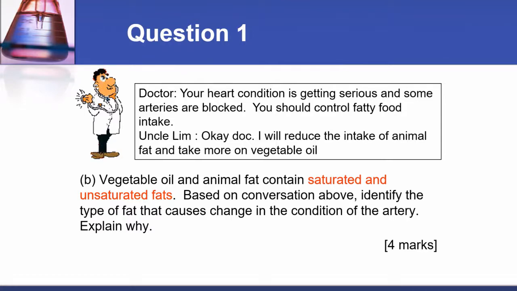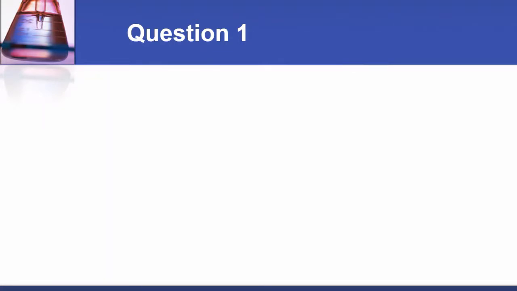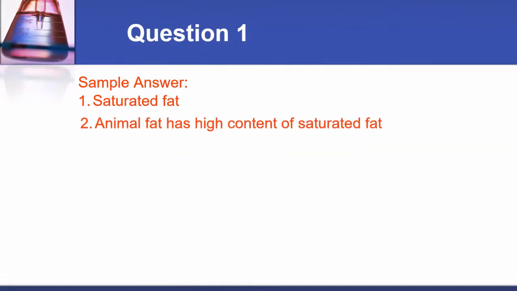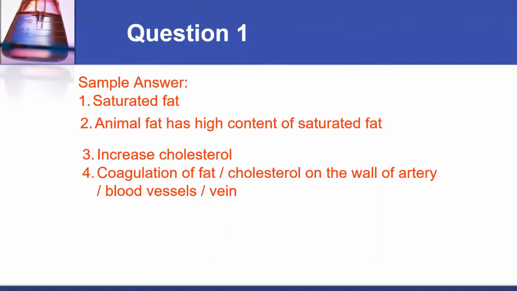Explain why. The keywords will be saturated and unsaturated fats. You should identify, between saturated and unsaturated fats, which type will cause the blockage of the arteries. The answer for question 1B is that the type of fat that causes the blockage of arteries is saturated fat. For the second mark, animal fats have a high content of saturated fat, which will increase the cholesterol level, causing coagulation of fats or cholesterol on the wall of the artery or blood vessels.